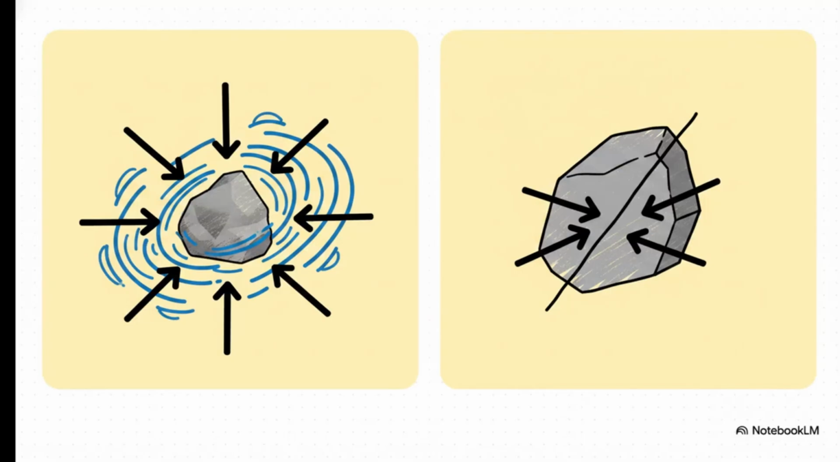Now, here's a trap I see people fall into all the time: confusing stress with pressure. They are definitely not the same thing. Pressure, like hydrostatic pressure deep down in the ocean, acts equally from all sides. It's ambient. Stress, on the other hand, is highly directional. It acts on very specific internal planes within a solid body.